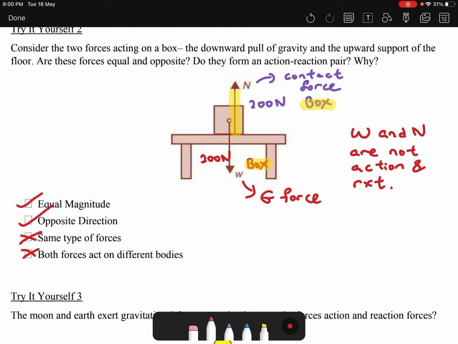In order to be action and reaction, you need to fulfill all four criteria. You fulfill three criteria but don't fulfill the fourth, that one criterion missing also means it won't be an action and reaction pair of forces.